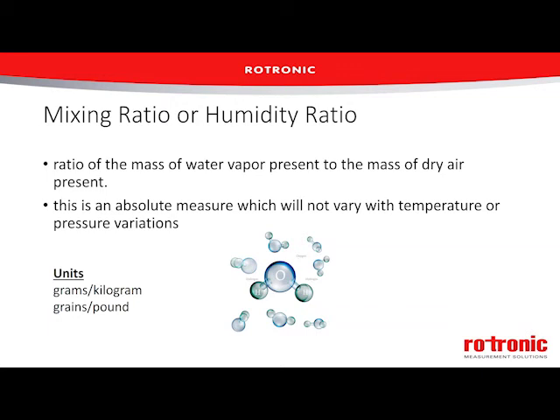Mixing ratio is the ratio of the mass of water vapor present in your system to the mass of the dry air present. So it's an absolute measure. It tells you how much water vapor is present. Doesn't care about temperature variations, doesn't care about pressure variations. Just tells you how much water vapor is present. Typically, it's reported in grams per kilogram or grains per pound.